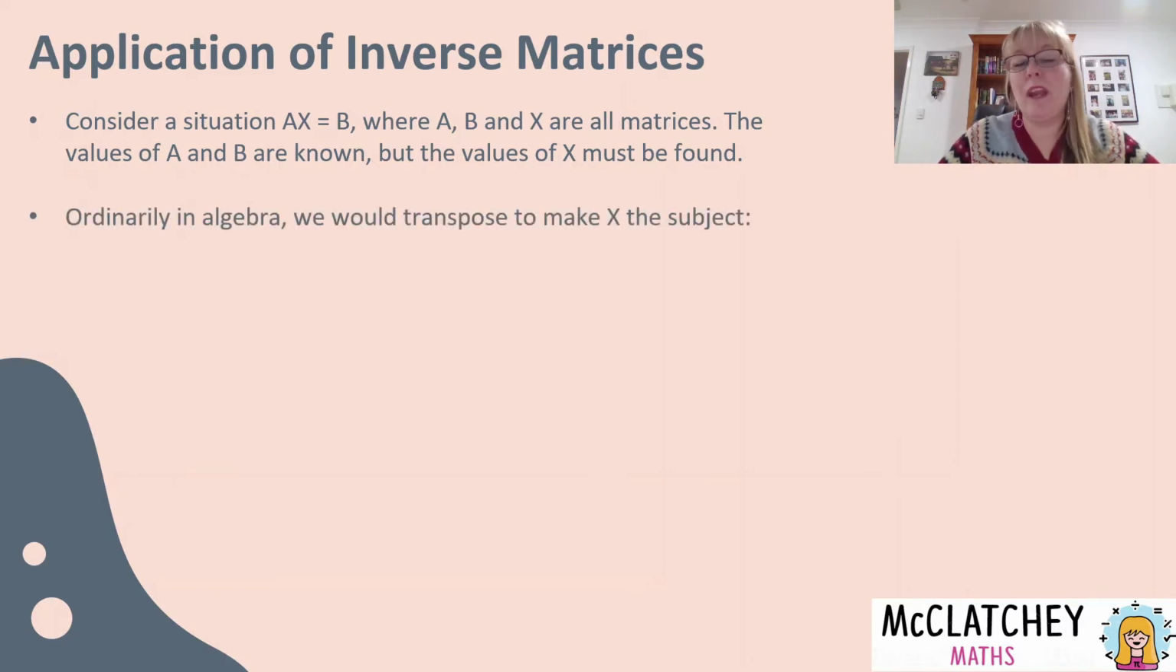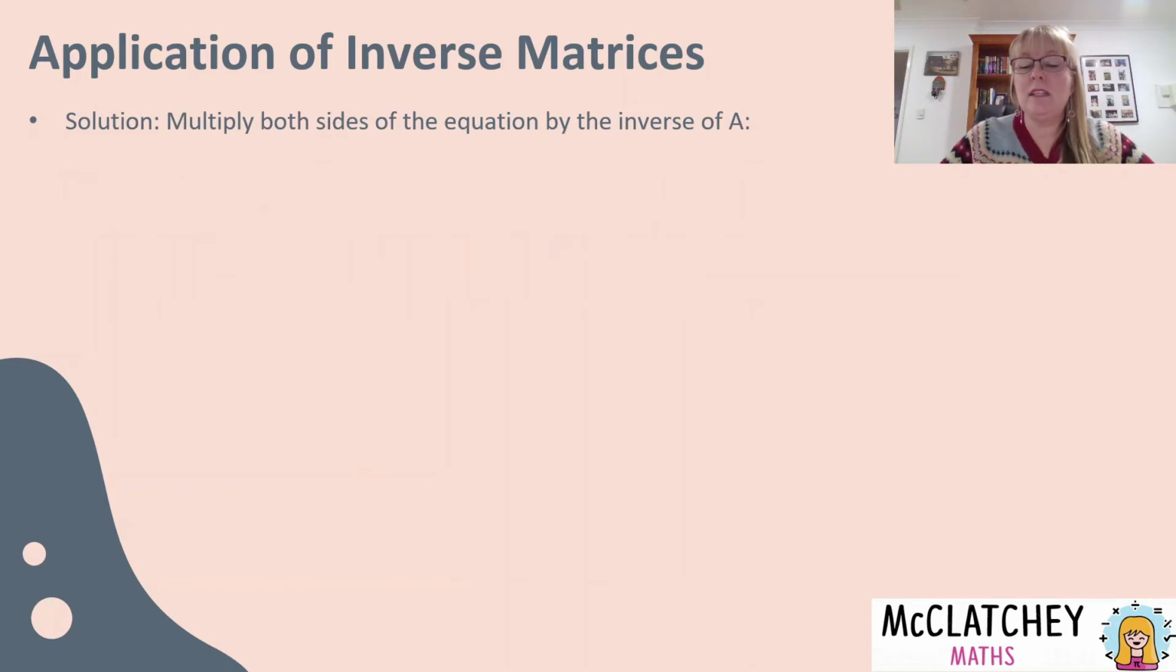Typically when rearranging algebra to make X the subject, AX equals B would become X equals B over A, but we know we cannot divide one matrix by another. So how do we go about it? Well, firstly, our solution is to multiply both sides of our equation by the inverse of A. We've got AX on the left hand side, we multiply that by A to the power of minus 1, and then we multiply the right hand side by A to the power of minus 1. Because we're multiplying both sides of the equation by the same factor, it doesn't change the essence of the equation at all. So that's our first step.